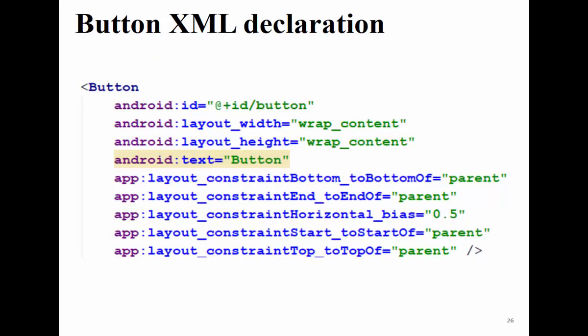This is an example of defining a button. The ID is button, and the width and the height are wrap_content. So the bounding box around the button will exactly match the size of the text. Here, the text is written as Button, and you can see we have constraints from the top to the end, and to the start and bottom. Everything is parent except we have 0.5 as a bias.